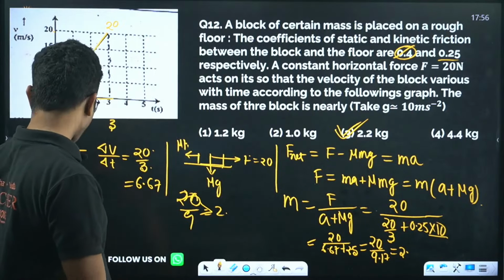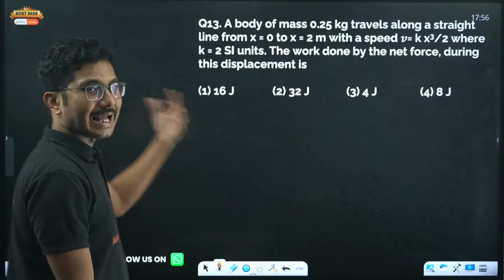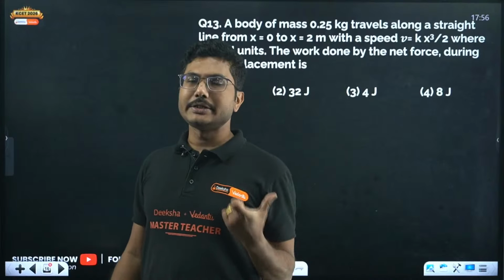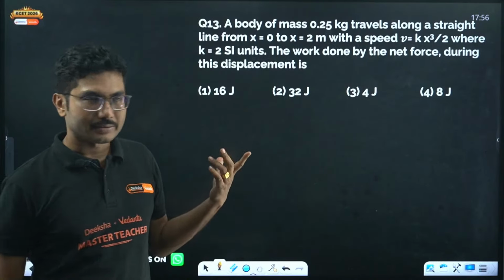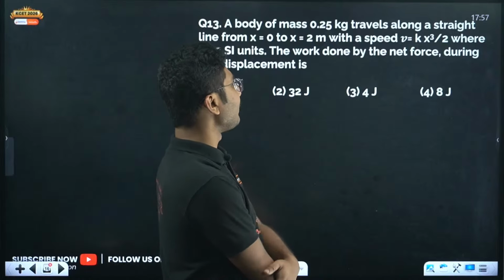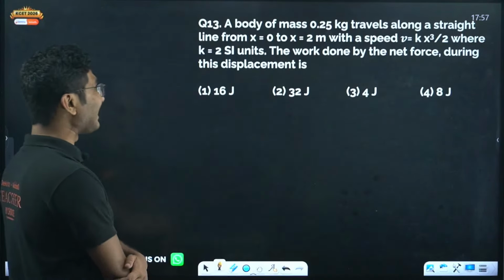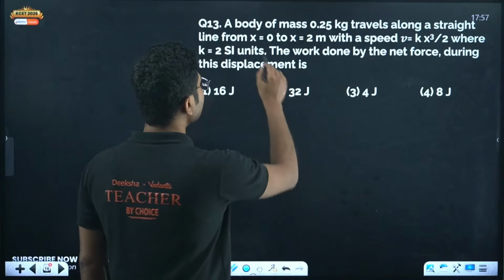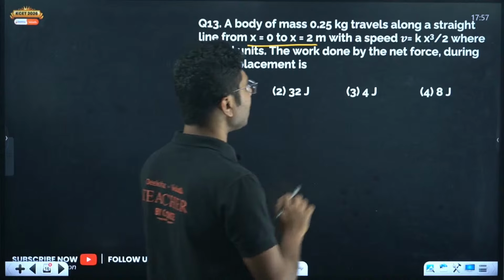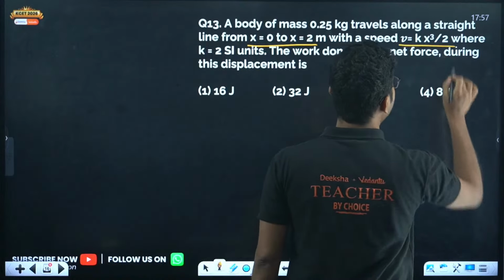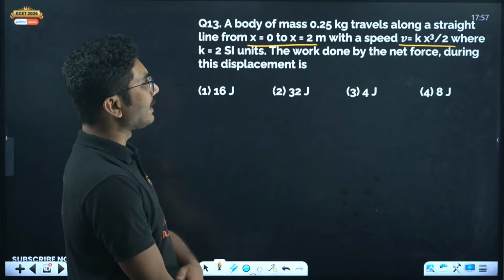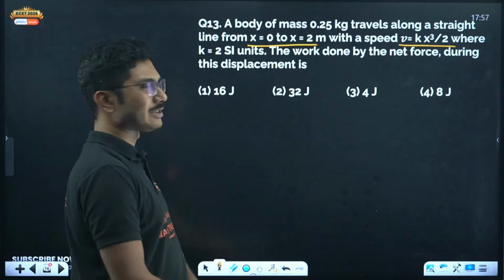So you cannot always calculate the exact values, but after you reach your last step, you have to guess the answer properly. A body of mass 0.25 kg travels along a straight line from x equals 0 to x equals 2 with a speed of v equal to kx cube by 2, where k is 2 SI units. The work done by the net force during this displacement is.